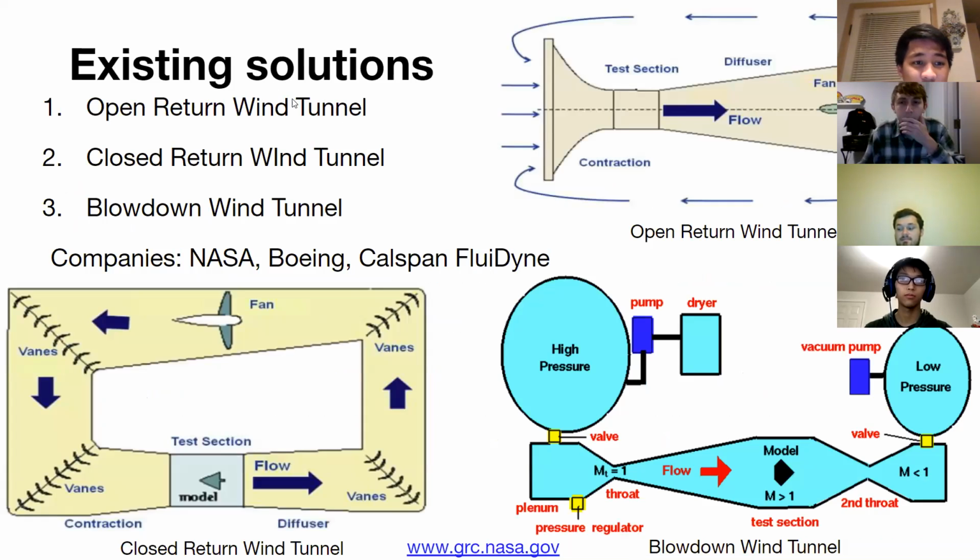Some existing solutions right now are an open return wind tunnel, which is in the top right over here, which uses the air around the environment. Then there is a closed return wind tunnel over here, which uses vanes, which help turn the airflow. And the last existing solution is a blow down wind tunnel, on the bottom right, which uses a pressure vessel, then the airflow model here, and then a lower pressure vessel. The competing companies that make these wind tunnel designs are NASA, Boeing, and Capstone.